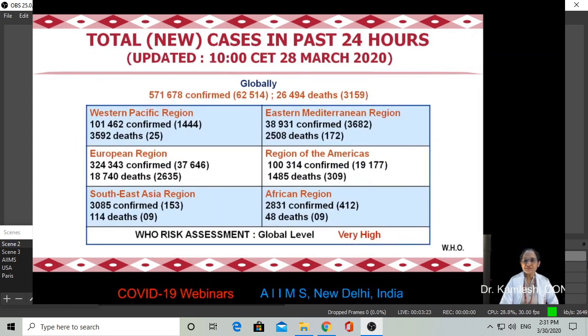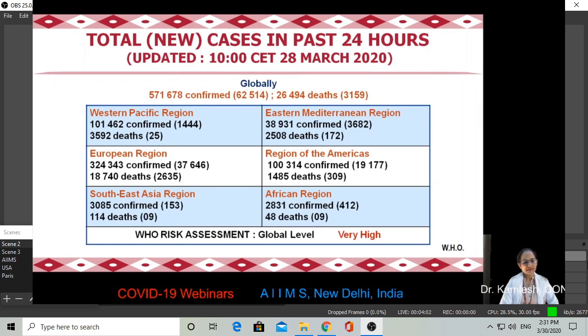For the total new cases in the past 24 hours, as updated on 28th March, over 5.7 lakh confirmed cases and over 26,000 deaths were recorded. In the Western Pacific region, there were 1,01,462 confirmed cases and 3,592 deaths. In the European region, 3,24,343 confirmed cases and 18,740 deaths were recorded.